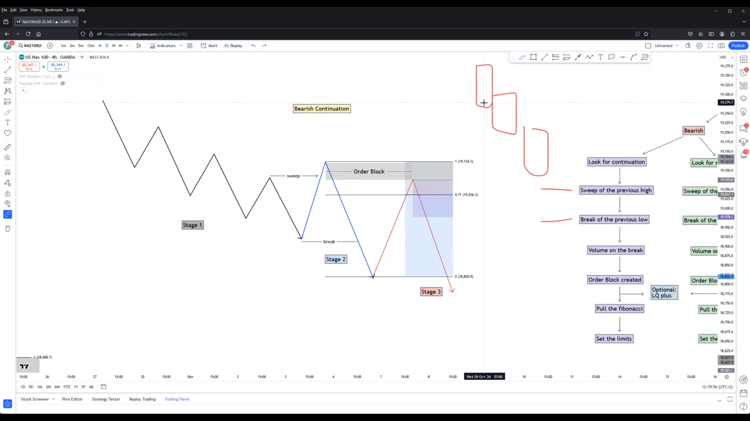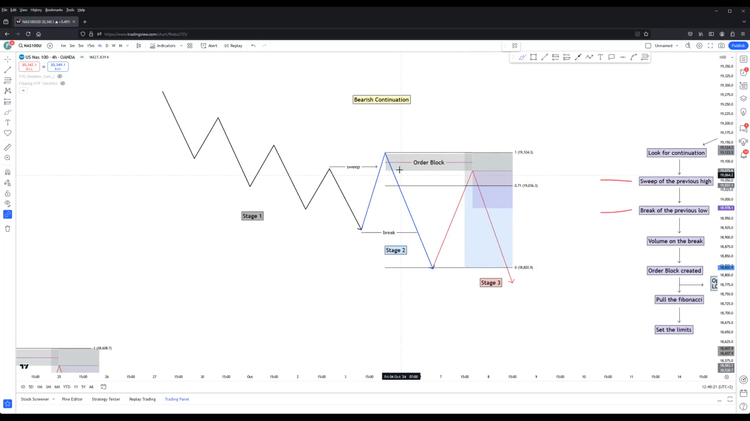So if the wick of the first candle and the wick of the third candle are meeting in the middle, then there is no volume gap. But if these wicks are not meeting in the middle, and this is where the first candle ends and this is where the third candle starts, this is the gap, this is the volume gap we are looking for. So this is the third criteria. There has to be a volume break. If there is volume on this movement, then the third criteria is fulfilled. Next one, order block created.